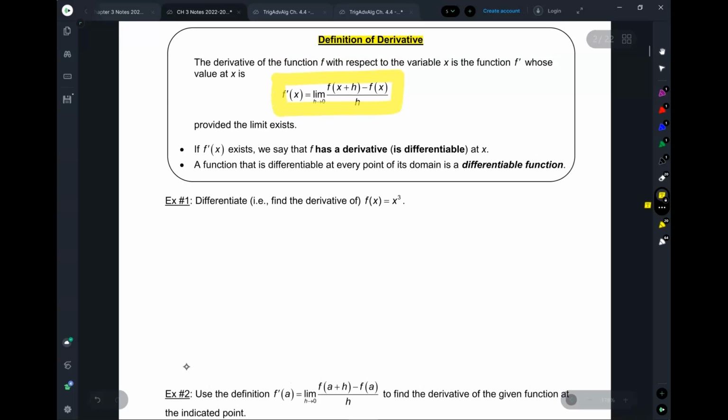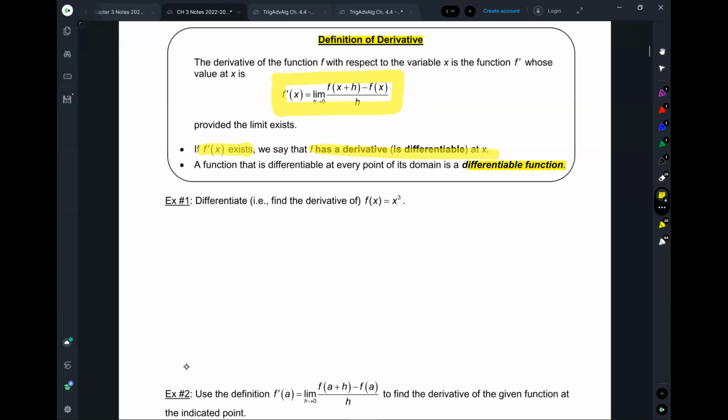So, the derivative is this, provided that this limit exists. Remember, anytime we take a limit, there's the danger of it becoming DNE or something. If f prime exists, we say that f has a derivative, or we say f is differentiable. So differentiable and has a derivative are the same thing. Differentiable means able to be taken the derivative of. A function that is differentiable at every point in its domain is called a differentiable function.